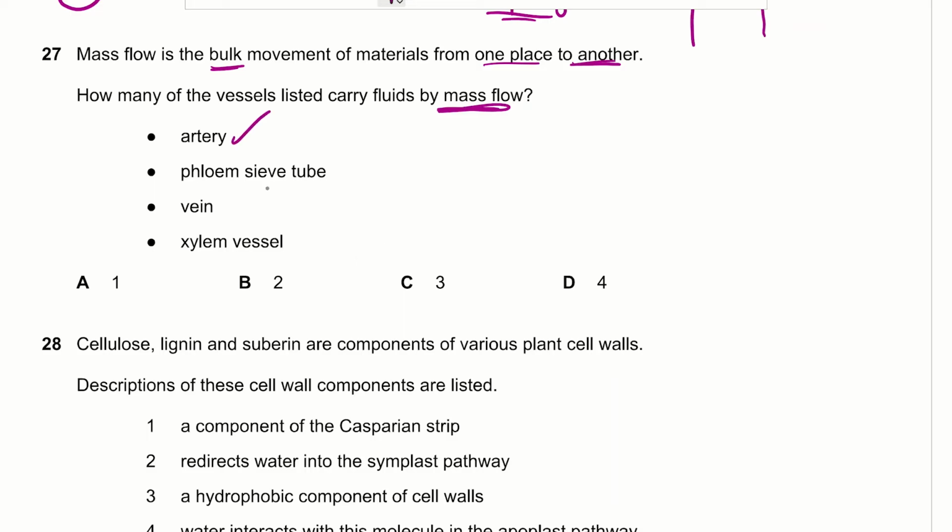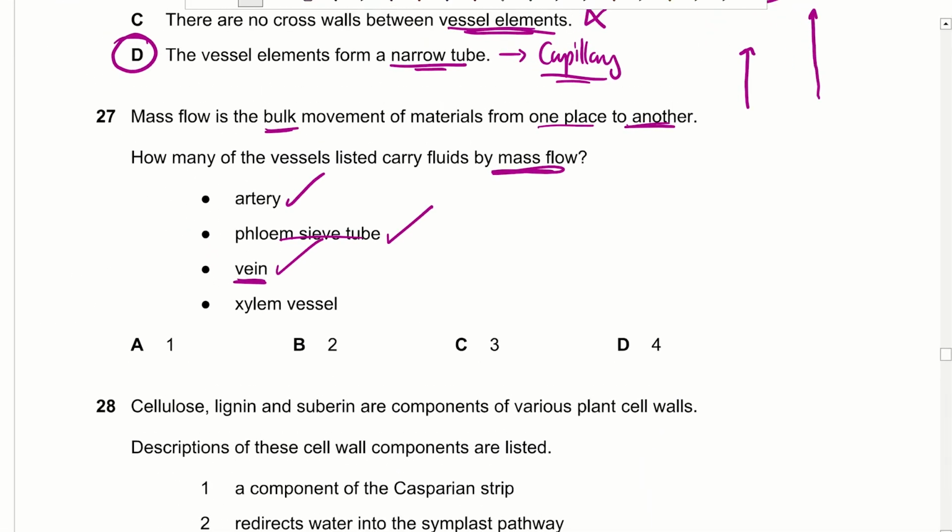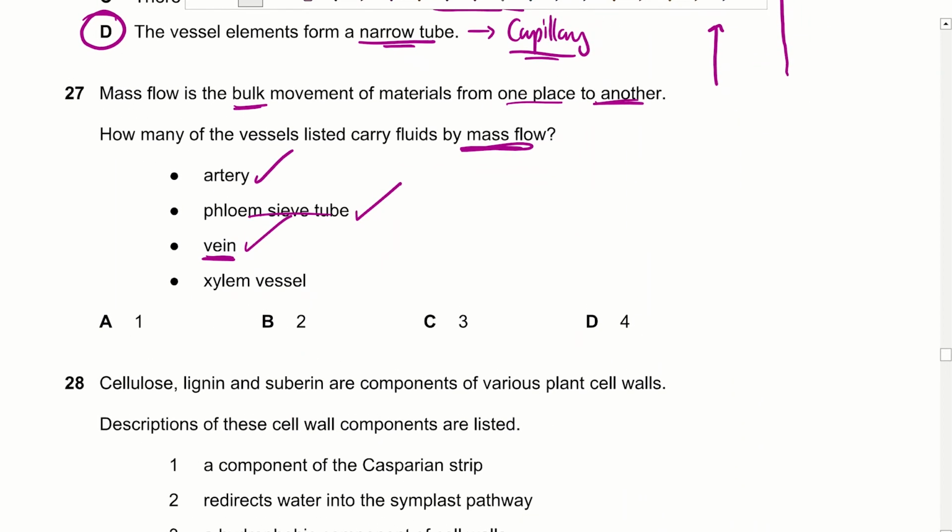Phloem sieve tube does carry sucrose from source to sink. Therefore, this is also correct. Vein also carries blood. And finally, xylem vessel. This is also correct because it carries water and mineral ions also from source to sink in bulk. Therefore, all 4 of them are correct and the answer is going to be D.